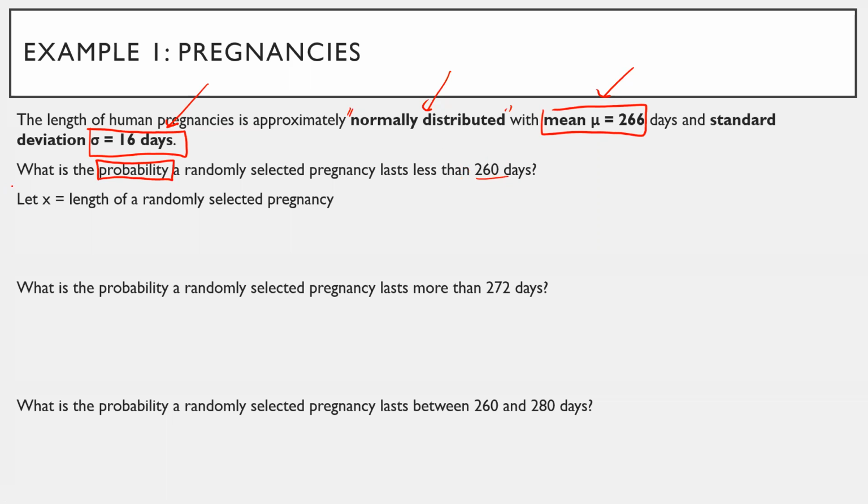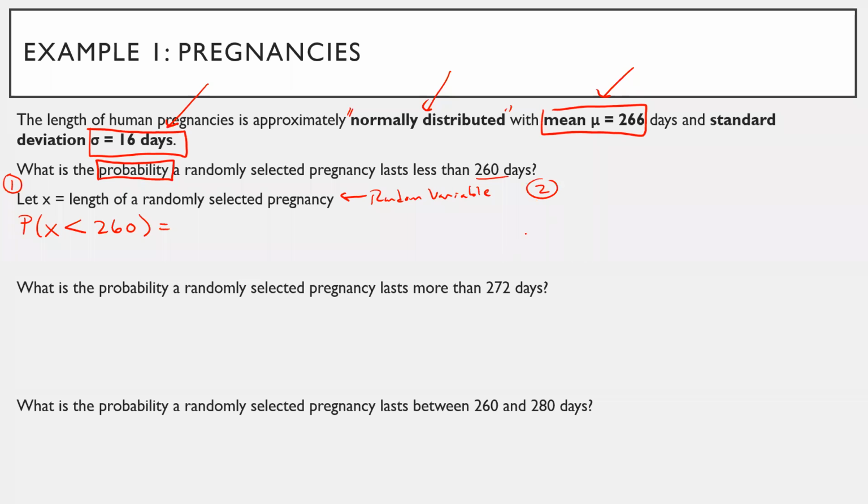So you're gonna start the same exact way, okay? Step 1, you're gonna define the variable, okay? So if I select a pregnancy, do I know exactly how long it's gonna last before I get the outcome? No, so it's a random variable. And what you're gonna do next is you're gonna write the probability statement. So I wanna find the probability that that pregnancy, X, lasts less than 260 days, okay?